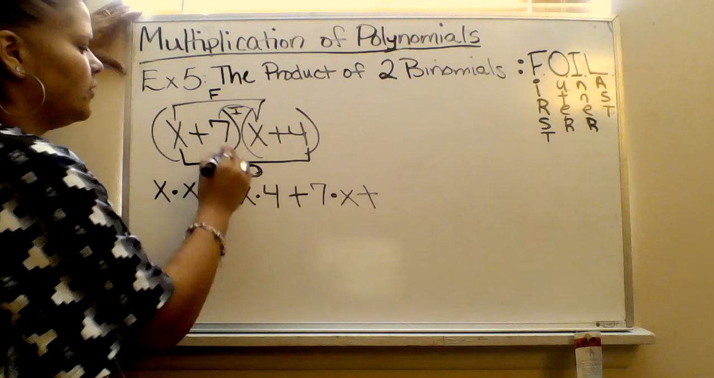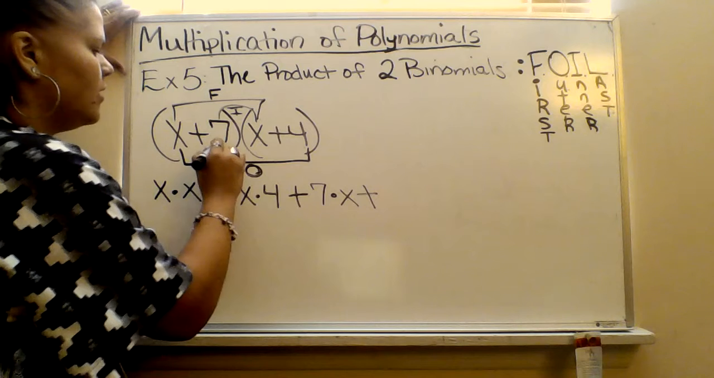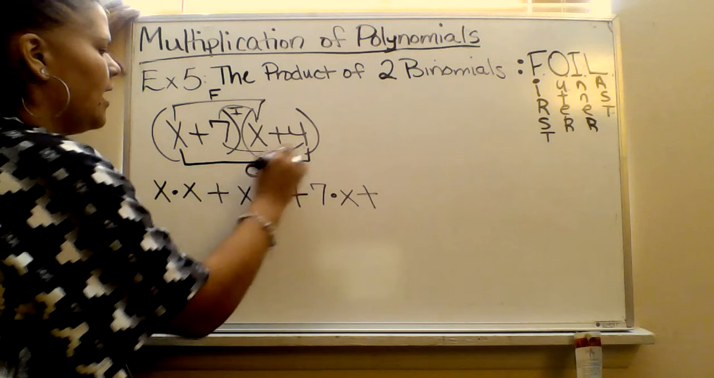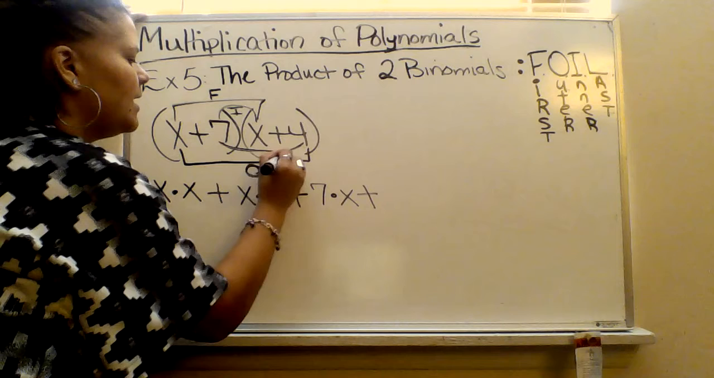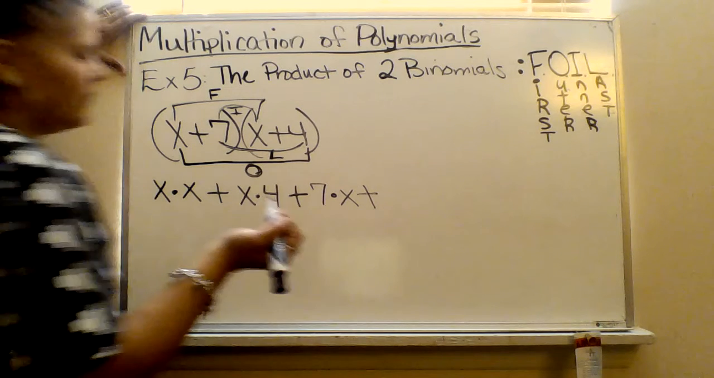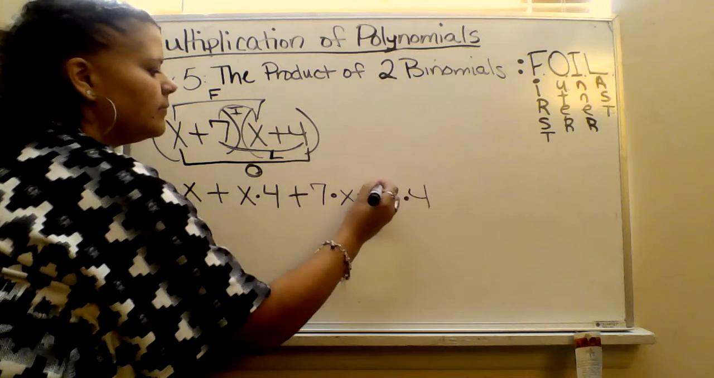And then we're adding our last terms to it. Our last terms are the ones that are on the very end of each parenthesis. So we have our 7 and our 4. Those are our last terms. Okay, so we have 7 times 4.